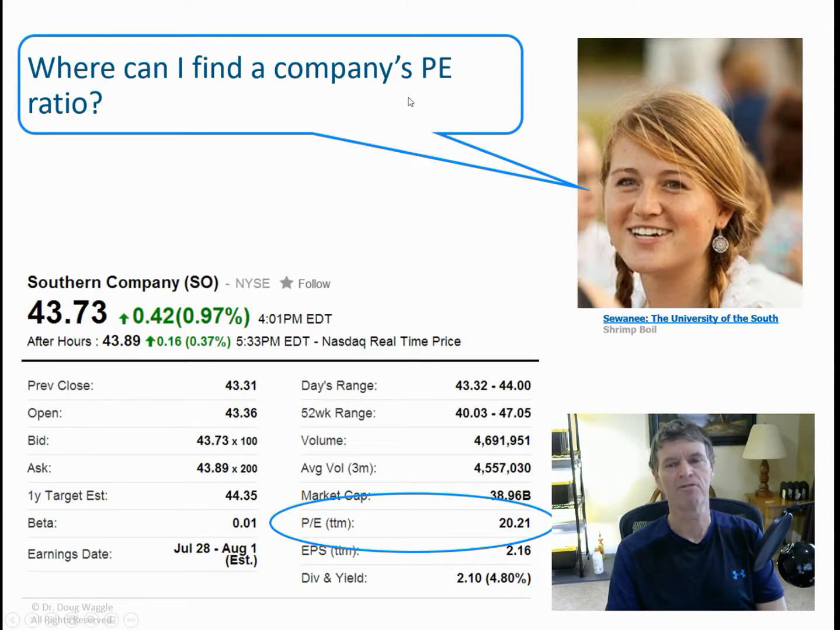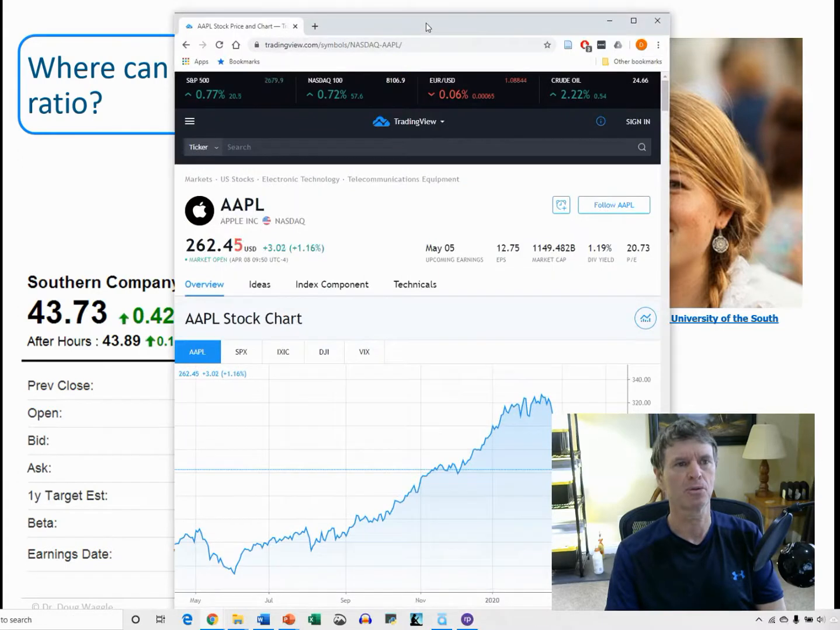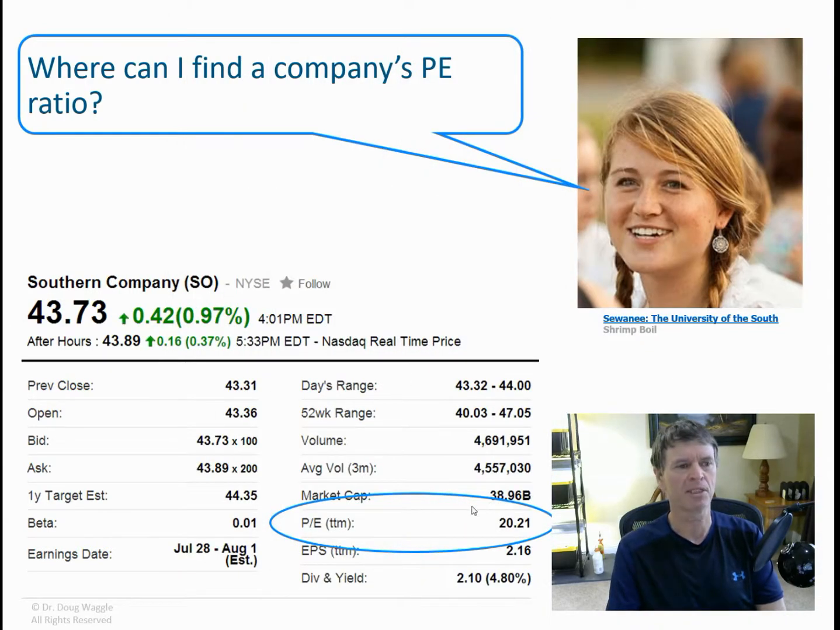All right, so where can you find a company's PE ratio? Well, I just showed you one here on tradingview.com. It's more of a charting site. There's the PE ratio. But basic quotes typically, or more expanded quotes will typically show this. So here's our PE ratio for Southern Company at the time I did this, and it's got PE, TTM, and then 2021. 20.2 is the PE ratio. The TTM, what's that stand for? 12 trailing months. So this is a trailing PE. Same thing with earnings per share, 12 trailing months.